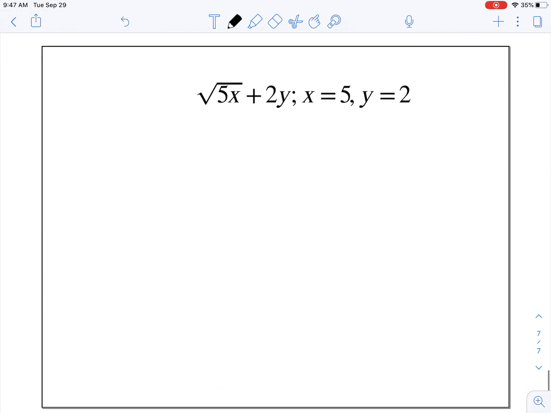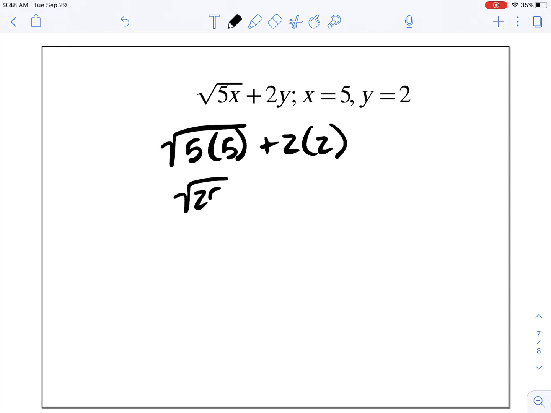I believe this is the last one, and we're using the grouping symbol that is a square root. So we're going to write that square root. 5 times x is 5, so I'm going to put the 5 in, making sure it's underneath the square root, but nothing else is, and y is 2. Because the square root symbol is now a grouping symbol, I'm going to do what's inside first. Don't forget to rewrite that square root symbol.